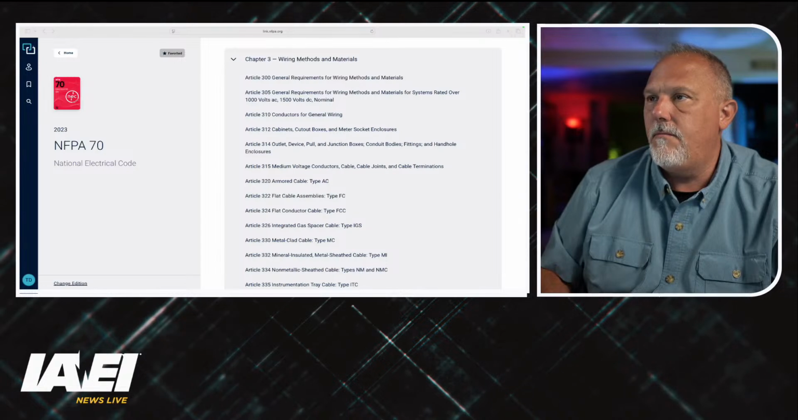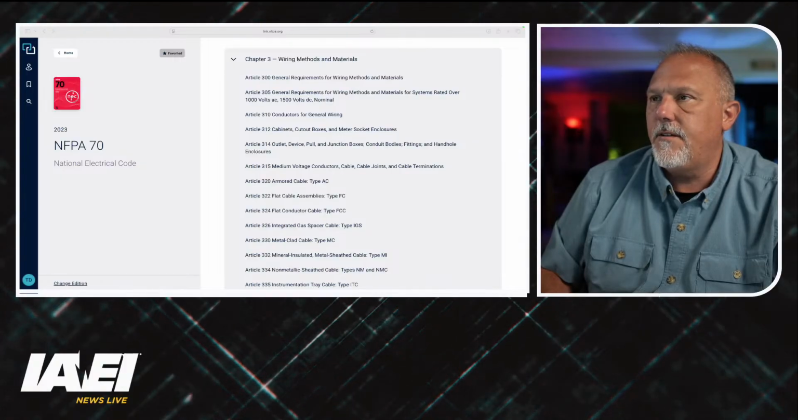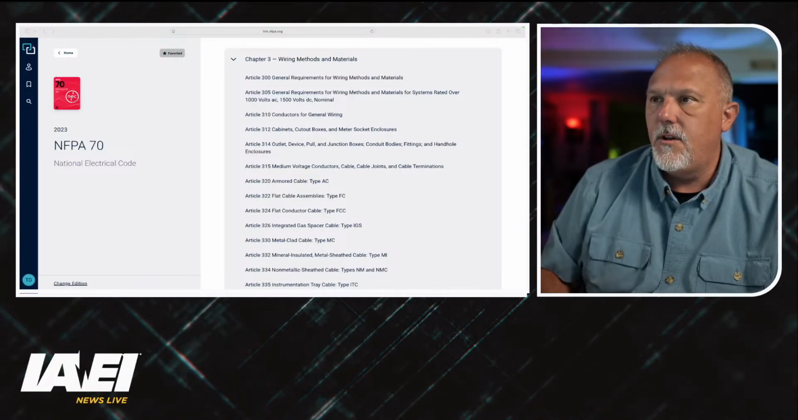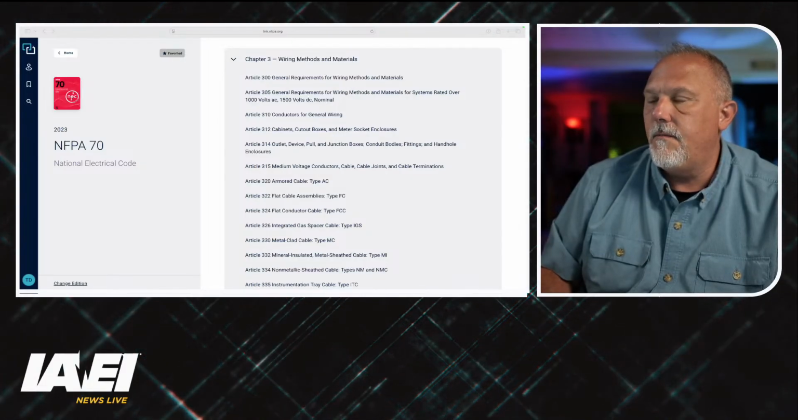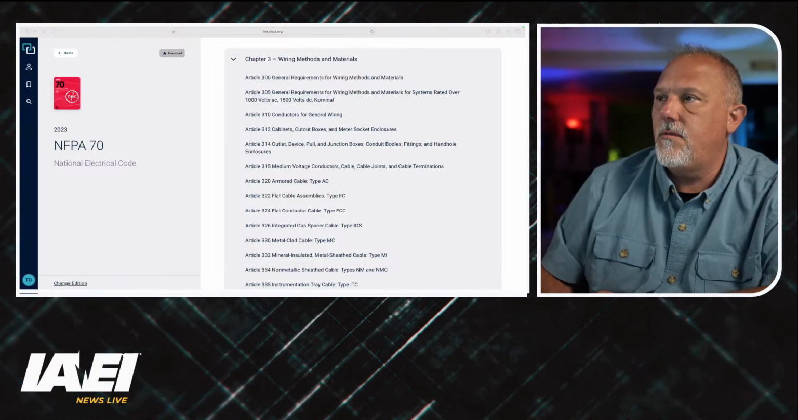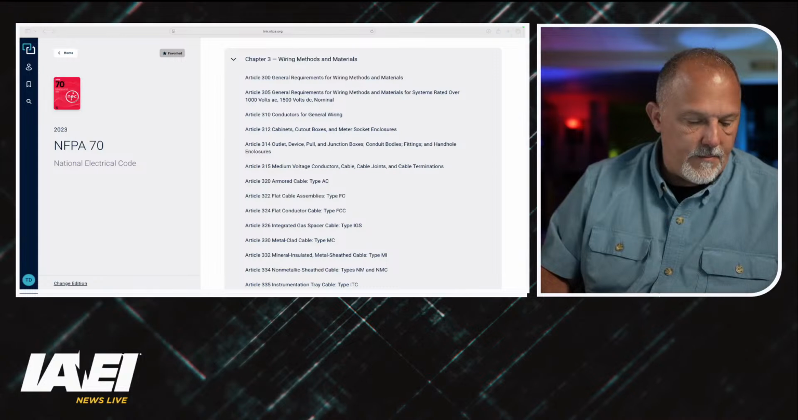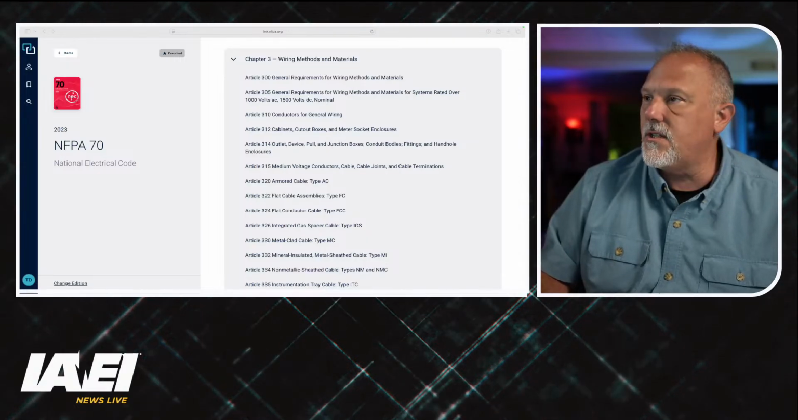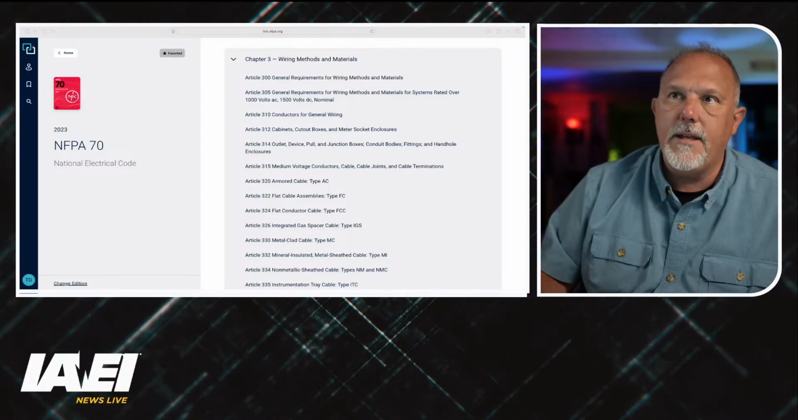75 degrees C. 3 gauge conductor ampacity is 115 amps, based on conditions of use. I'll leave that in there. Based upon conditions of use, which is 3 current carrying conductors, and so on. So I'm just going to copy this, Control C, go to the next slide, Control V. All right, so hit save.